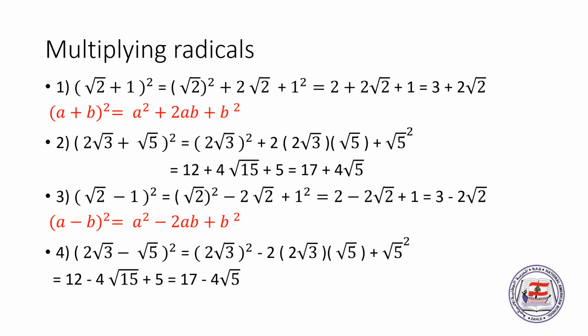To continue where we stopped in the previous video, we were discussing multiplication over radicals. Today we will see multiplication depending on remarkable identities. And number 1, radical 2 plus 1 to the power of 2. It's like the rule a plus b squared, so it needs to be distributed or expanded in the form a squared plus 2ab plus b squared. So it gives radical 2 squared plus 2 radical 2 plus 1 squared.